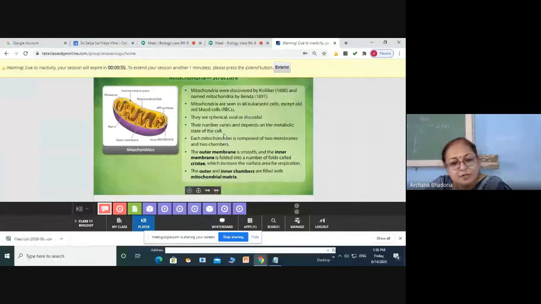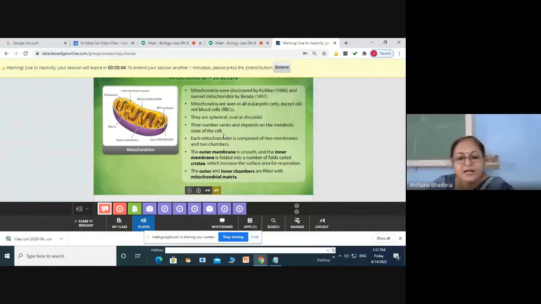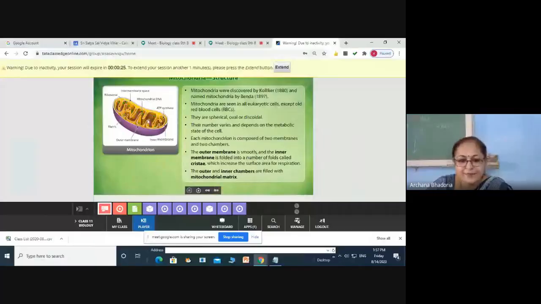If the cell is very metabolically active, the mitochondria will be larger in number. And if the cell is less active, you will find that there will be fewer mitochondria, because mitochondria produce ATP. So if the cell is functional, it will need more energy. That's why you will find more mitochondria in such cells. Okay, now try to see the structure.